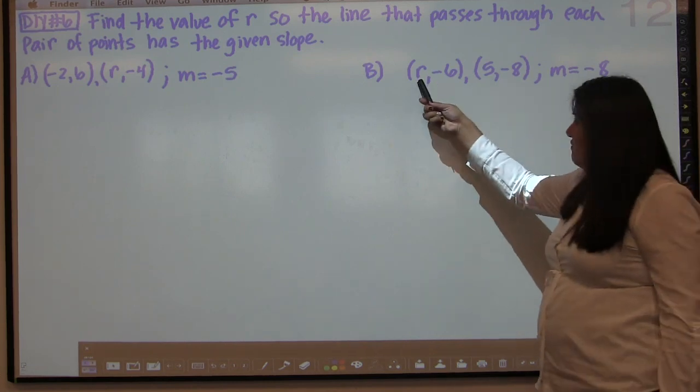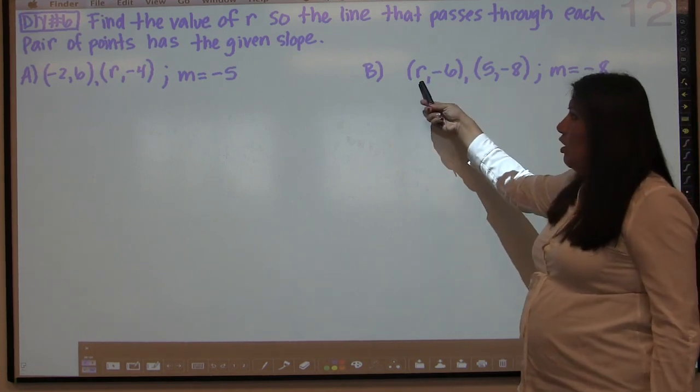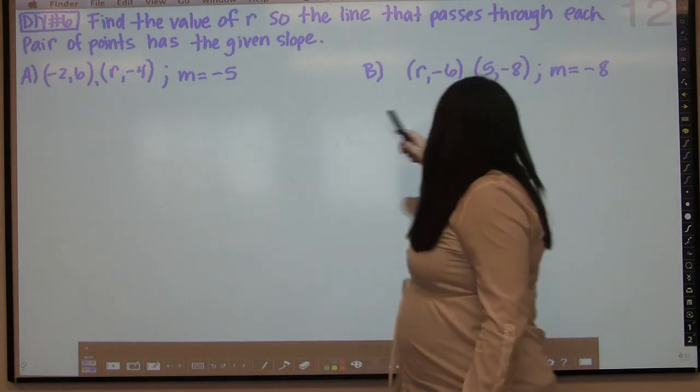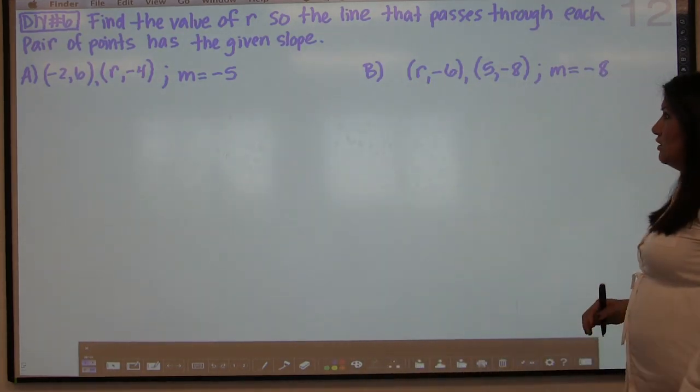So now I need you to try these 2 examples in much the same way. One of the variables in the points is going to be an r. They're telling you what they want the slope to be, so you want to work backwards and solve for that.